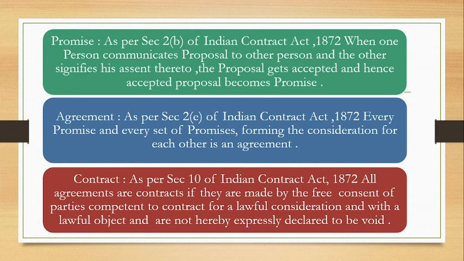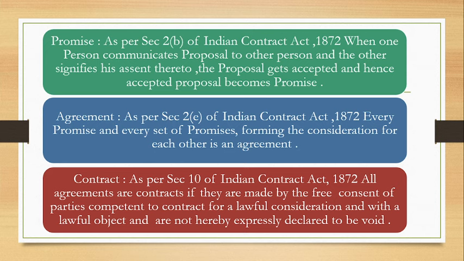Now, in a promise, there is always a consideration also between the promisor and promisee at the desire of the promisor. A promise is a subset of agreement. Sets of promises make it an agreement. So, let us see what an agreement is. As per Section 2(e) of the Indian Contract Act 1872, every promise and every set of promises forming the consideration for each other is an agreement.